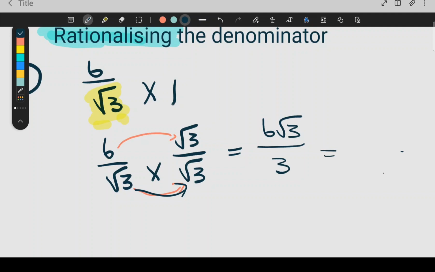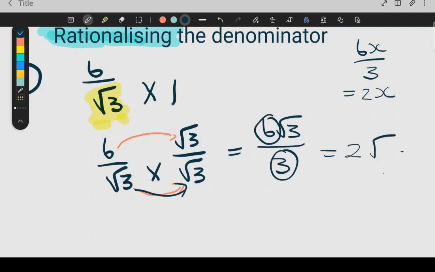And now to simplify this, if you had 6x over 3, I'm just doing something on the side. The answer would have been 6 over 3 is 2x. So you're going to do the same here. 6 over 3 is 2, but not x, root 3. So the answer is 2 root 3. Can you see there's nothing in the denominator? And there's also not a root in the denominator.